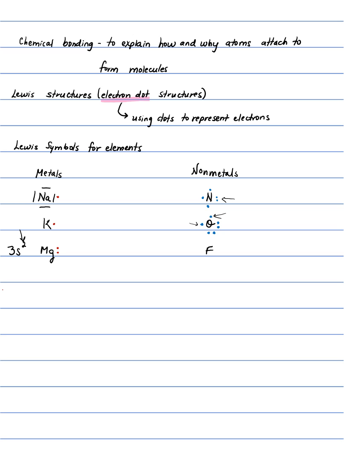So 7 dots, I'm going to start here. 1, 2, 3, 4, 5, 6, and 7. So for F, we have 3 pairs of electrons and then just one single electron.